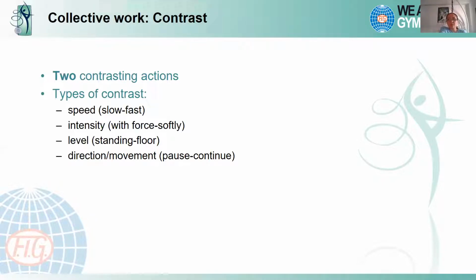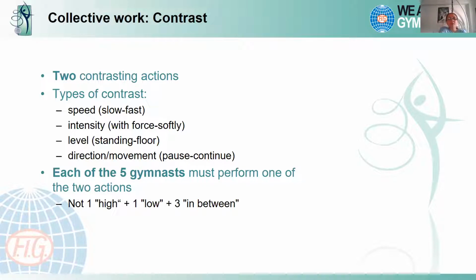Okay, and then we have the contrast. 2 contrasting actions. Types of contrast: speed, slow and fast; intensity, with force and softly; level, standing and floor; directions and movements, pause and continue. Each of the 5 gymnasts must perform one of the 2 actions. Not one gymnast performing 1 high and 1 low and the 3 in between. No. All 5 gymnasts must perform one of the 2 actions. So 3 fast, 2 slow, so there must be contrast.